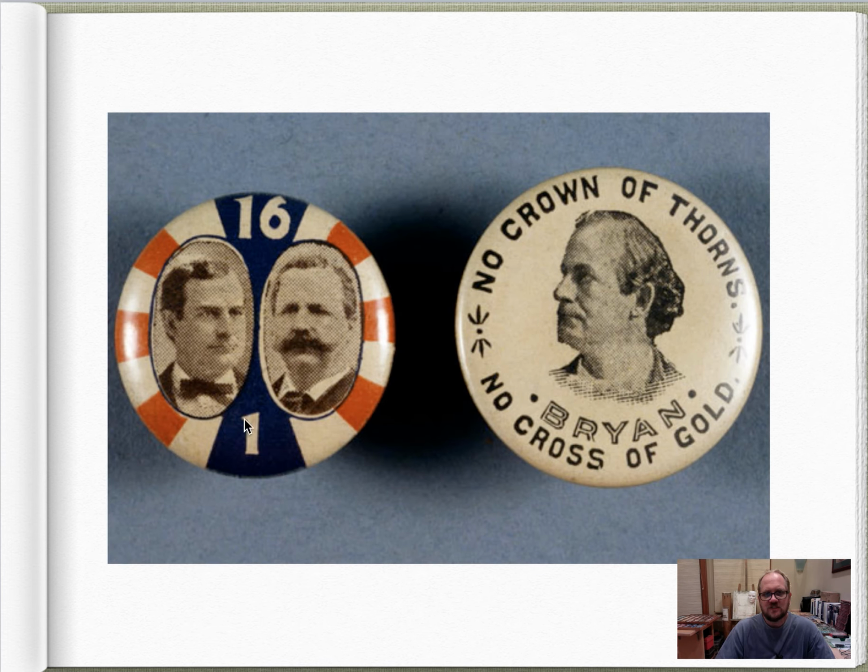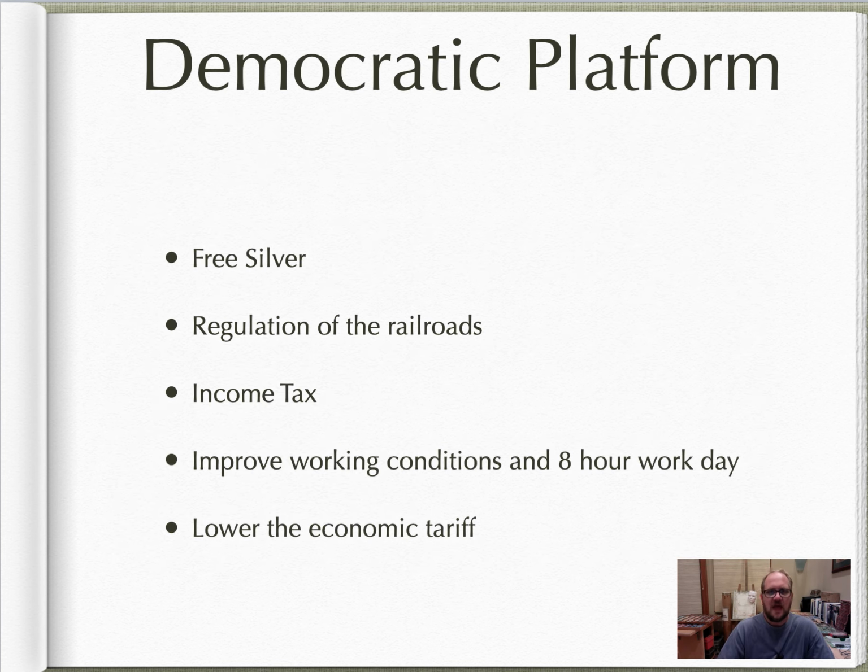And we see here 16:1 was a ratio, where 16 ounces of silver would equal 1 ounce of gold. And his platform, like I said, is very similar to the populist platform. You see free silver, regulation of railroads. He wanted to have a graduated income tax. He wanted to improve working conditions with an 8-hour workday and lower the tariff across the board.